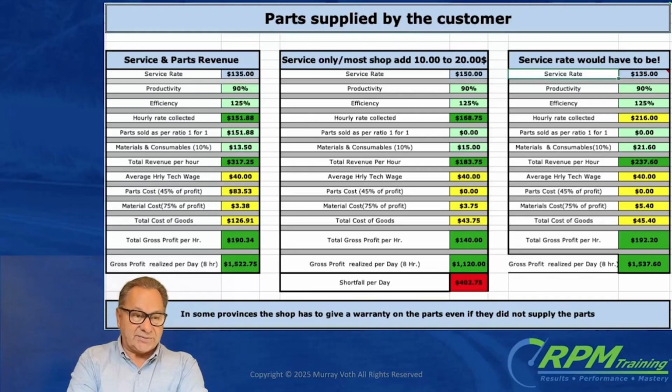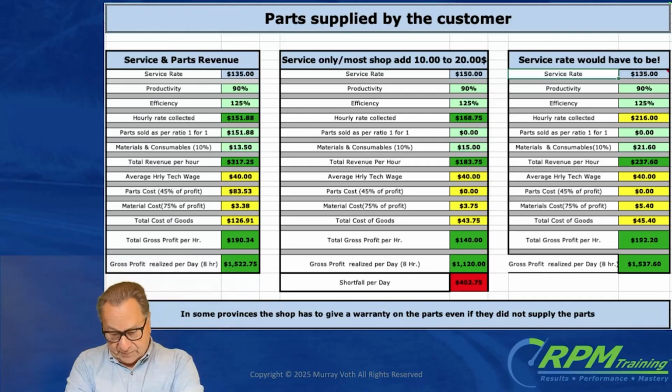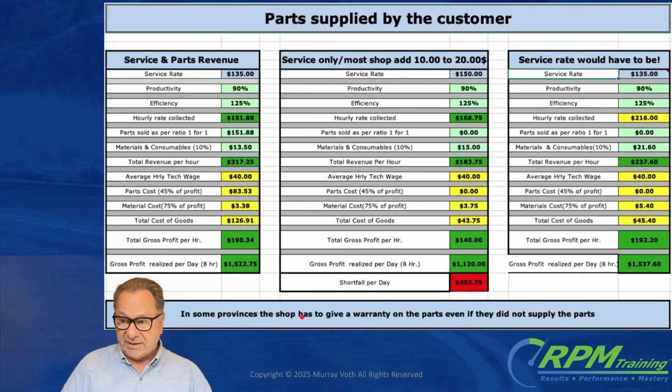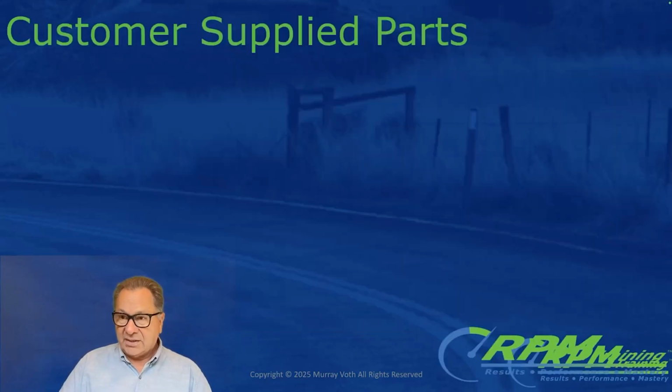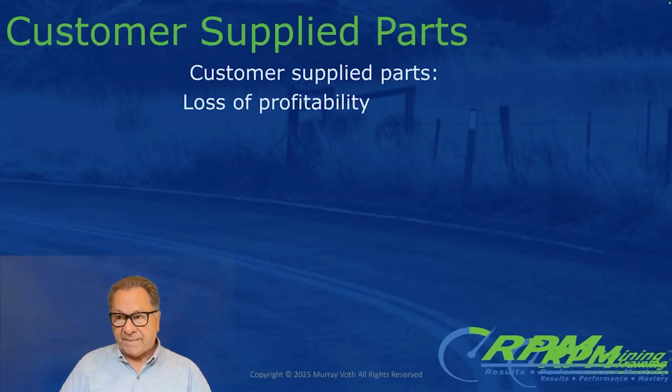But I've learned some more things from my day in the modern era. And one of my clients just told me a story recently of a customer supplied part, and they ended up having to pay out after an accident. So, a couple of things. In some provinces and states, you're obligated to give warranty 90 days parts and service regardless of who supplied the part. So the question would be, why would you even allow that if you have to warranty it, right? Ontario, Manitoba, Alberta are the ones that fall under that as far as I know. So when it comes to customer supplied parts, it's loss of profitability. There's liability issues.